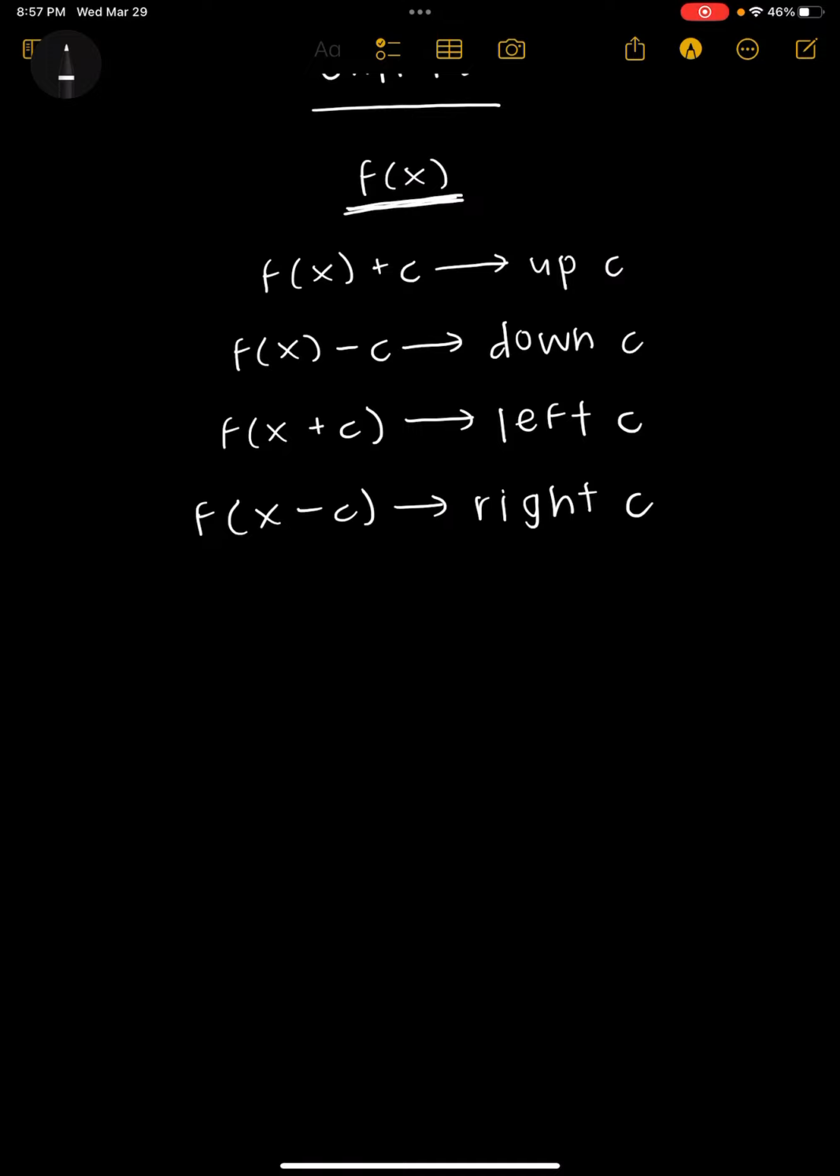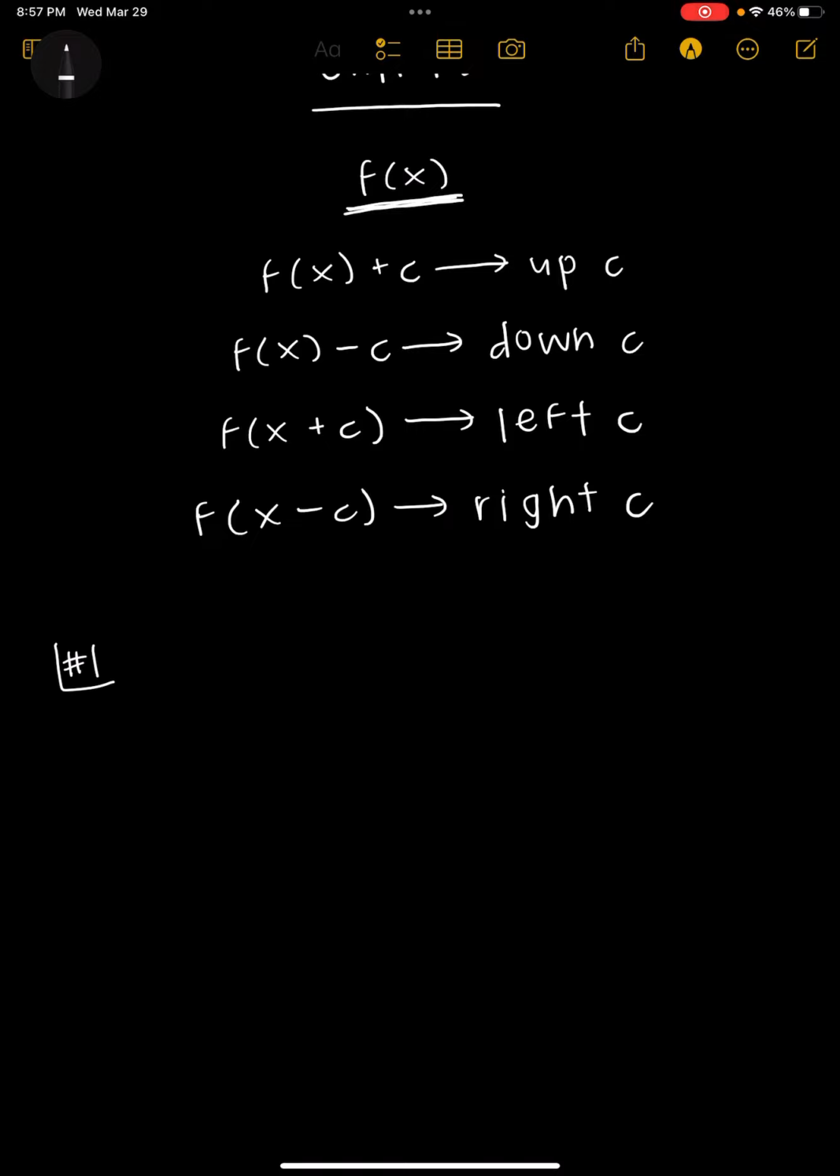Now, to go left and right, we have to put the c on the inside of the parentheses. So if we have f of x plus c with the c on the inside of the parentheses, it goes left that many units. And then if it's f of x minus c, it goes right that many units. Make sure that you're very aware of what is considered inside parentheses and outside parentheses, okay? So now let's start going through some of the examples.